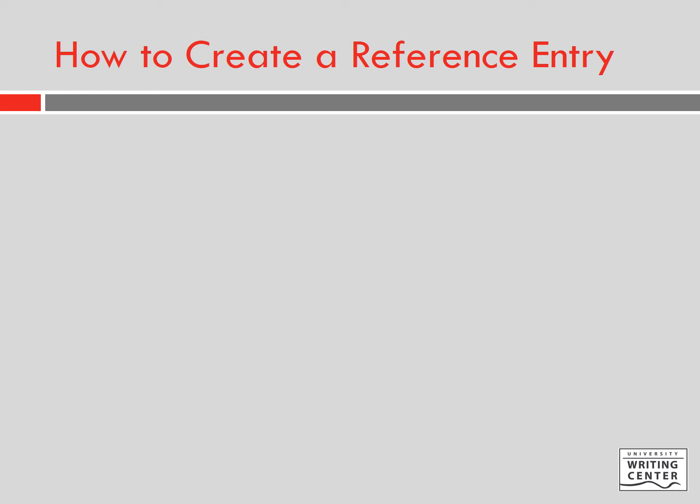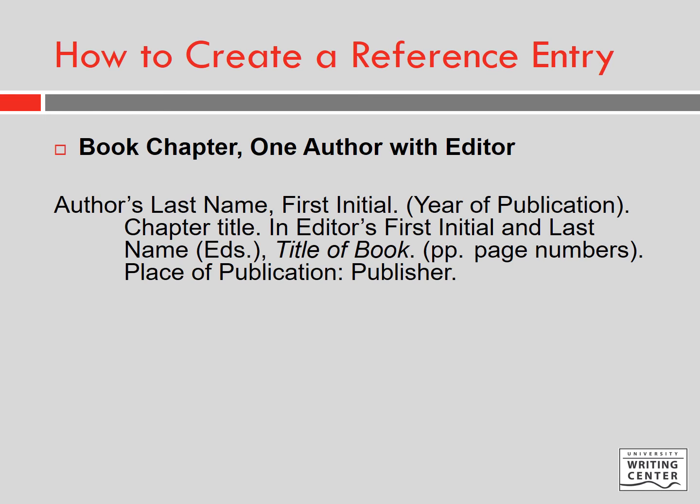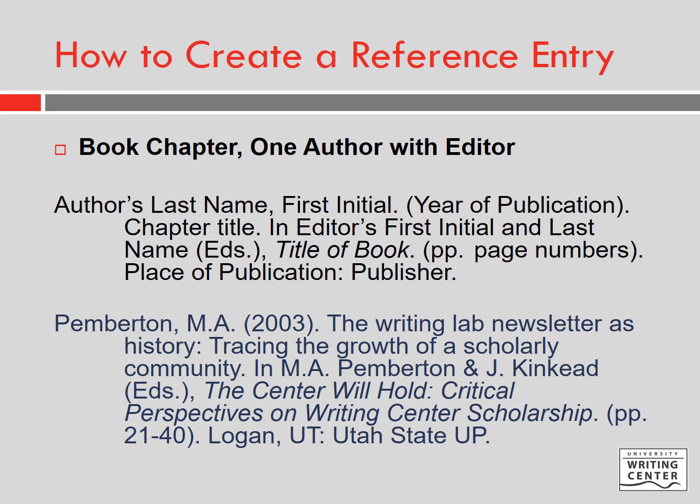In addition to citing an entire book, you may also choose to cite a specific chapter. According to APA, we would list the author's last name, followed by their first initial. The year of publication goes in parentheses, finally followed by the chapter title. Next, you would indicate where the chapter was found, what book it was found in, the editor's first initial and last name, followed by eds in parentheses, and the title of the book in italics, and the page numbers of the chapter follow. Finally, we add the place of publication and the publisher. Again, notice the specific use of punctuation and the indentation conventions.